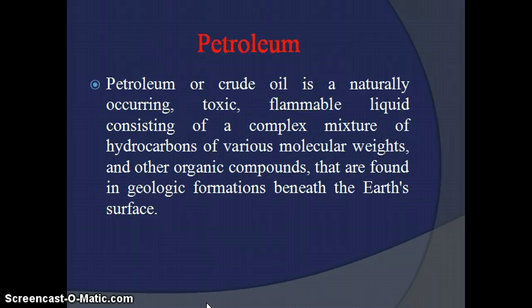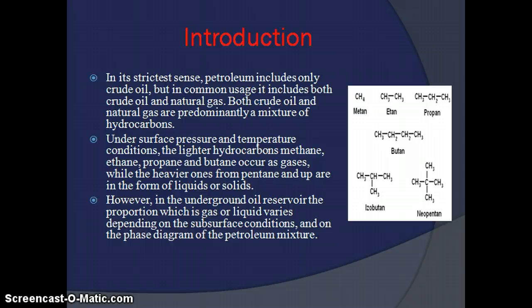Petroleum. Petroleum crude oil is a naturally occurring, toxic, flammable liquid consisting of a complex mixture of hydrocarbons of various molecular weights and other organic compounds that are found in geological formations beneath the Earth's surface. In its strictest sense, petroleum includes only crude oil, but in common usage it includes both crude oil and natural gas. Both crude oil and natural gas are predominantly a mixture of hydrocarbons.